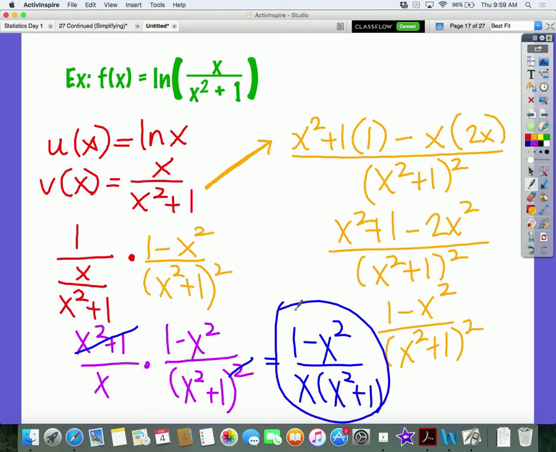And doing that will allow you to optimize your profit, your maximum profit, or maximum area, et cetera. But we will get to applications in due time. I need to make sure you guys can do this first.